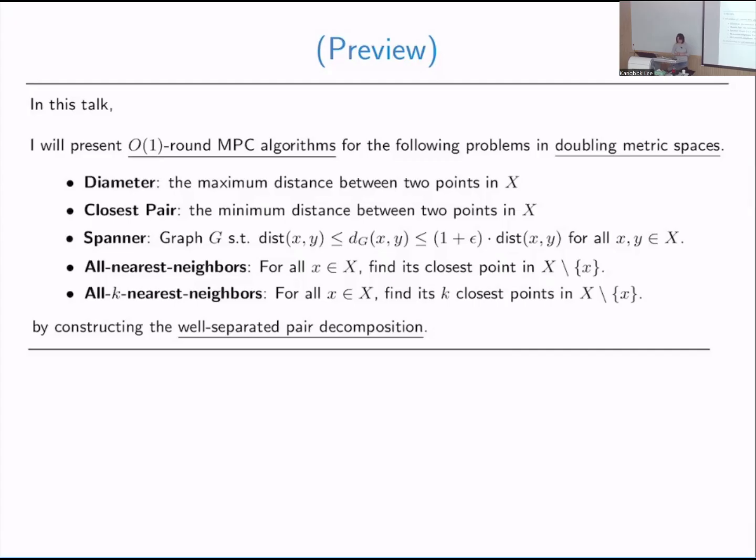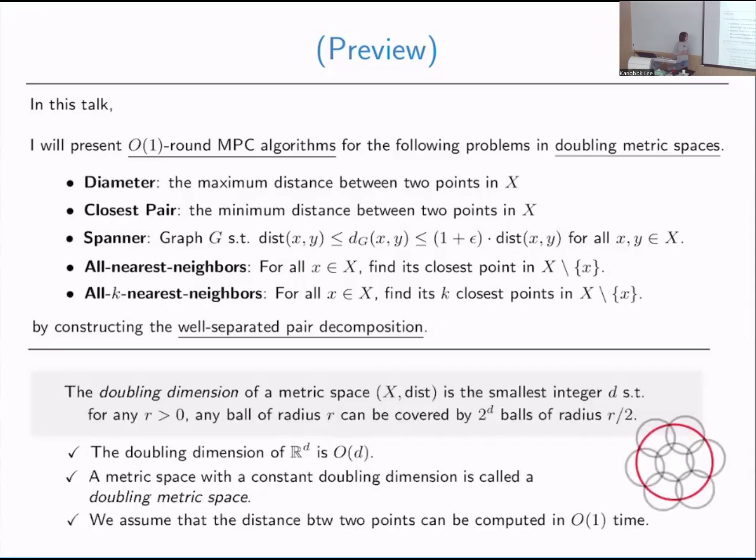In this talk, I will first define our setting, including the MPC model, the doubling metric space, and the well-separated pair decomposition. The first thing is the doubling metric space. The doubling dimension of a metric space is defined as follows. It is the smallest integer d such that any ball of radius r can be covered by 2 to the d balls of radius r/2. For instance, the Euclidean space has a constant doubling dimension if d is constant.